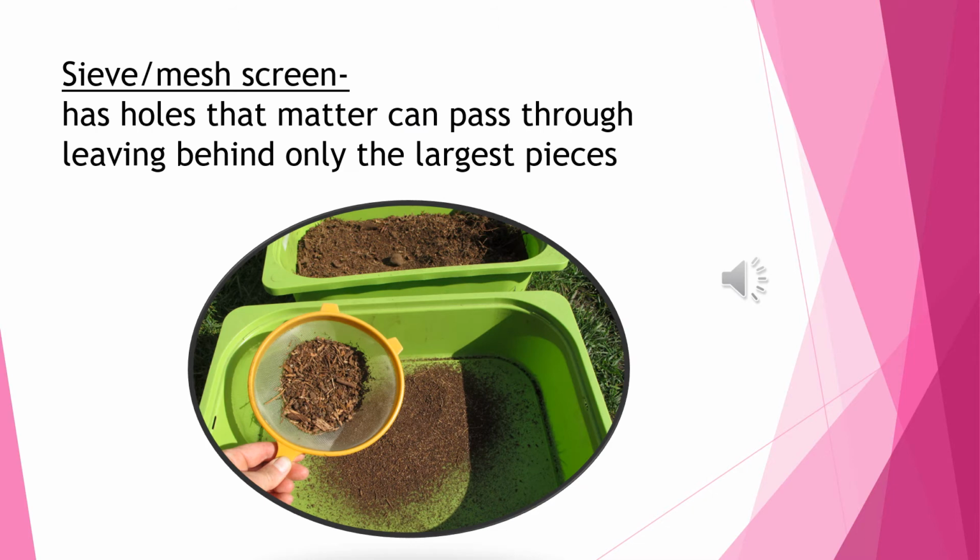Our first word is sieve or mesh screen. So a sieve is something that you would use that has lots of holes in it, and you would let water and other debris go through it, and you would be able to take off the largest pieces and they would stay back on the mesh screen or the sieve, and the smaller pieces would float through the screen into the bottom.